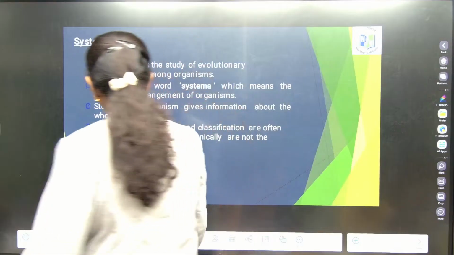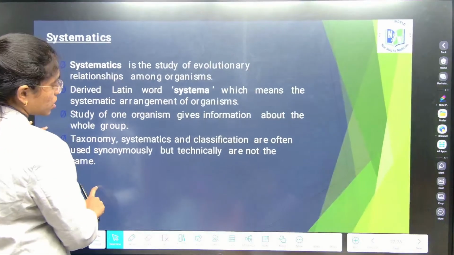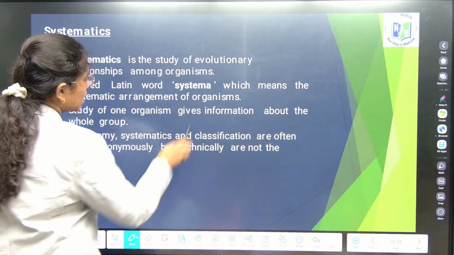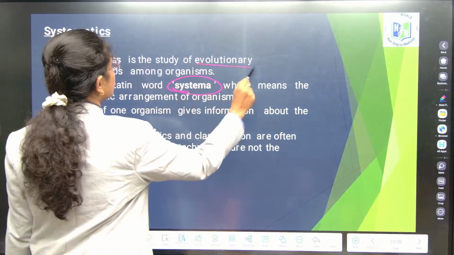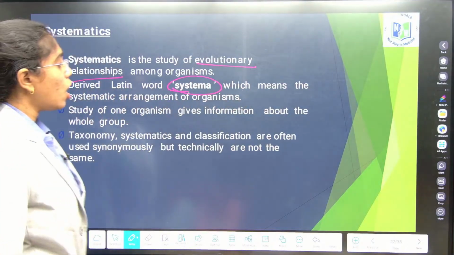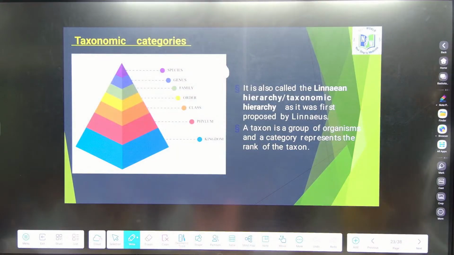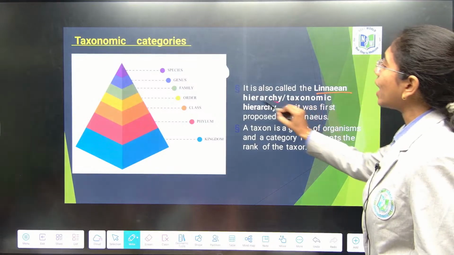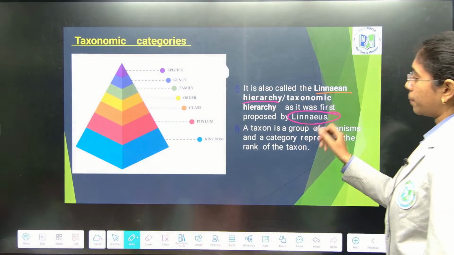Systematics is also derived from Latin. Systematics is derived from the Latin word systema, and this is the study of evolutionary relationships among organisms. Now taxonomic categories. Taxonomic categories are also known as Linnean hierarchy or taxonomic hierarchy. Who proposed taxonomic categories? Linnaeus again.